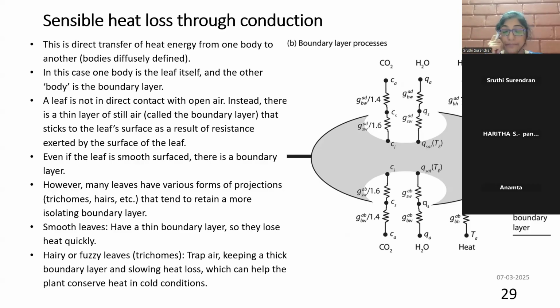In the same way, if one leaf has a smooth surface and one leaf has a rough surface because of some hair particles that are seen on the leaf, something called trichomes and all, then again, the smoother surface will have a lesser boundary layer, and the surface with hairs and trichomes will have a larger boundary layer. So boundary layer is affected by the dimension of the leaf as well as the surface of the leaf.